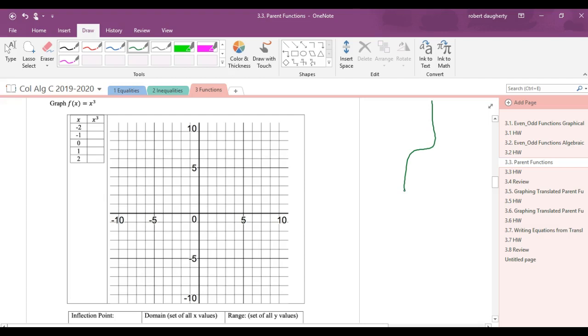So what happens when you take -2 and you cube it? What do you get? -8. -1 cubed is -1. 0 cubed is 0. 1 cubed is 1. 2 cubed is 8. So we need to graph all of these points. -2, -8 is right here. -1, -1. 0, 0. 1, 1. And 2, 8. So what I can see this function doing is something like this.